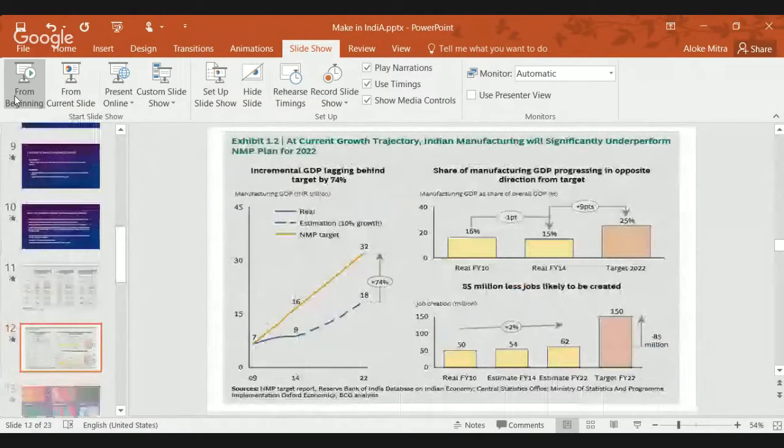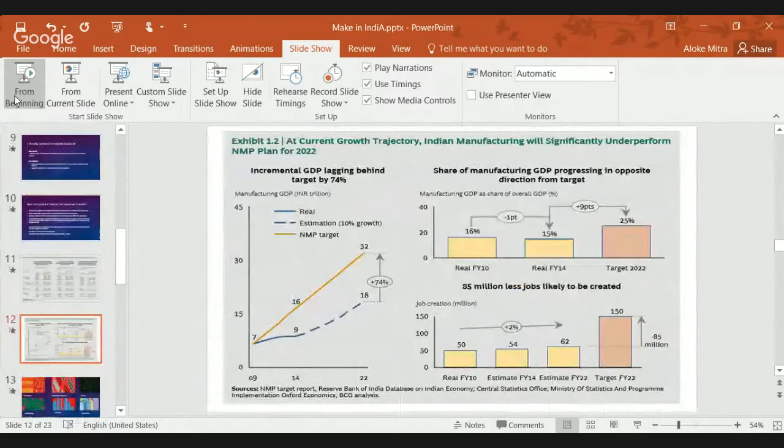Here is a national manufacturing policy target. We have a target of manufacturing GDP about 32 trillion INR by the year 2022. At the rate at which we are going, we will maximum reach 18 trillion INR, giving us a gap of 74%.